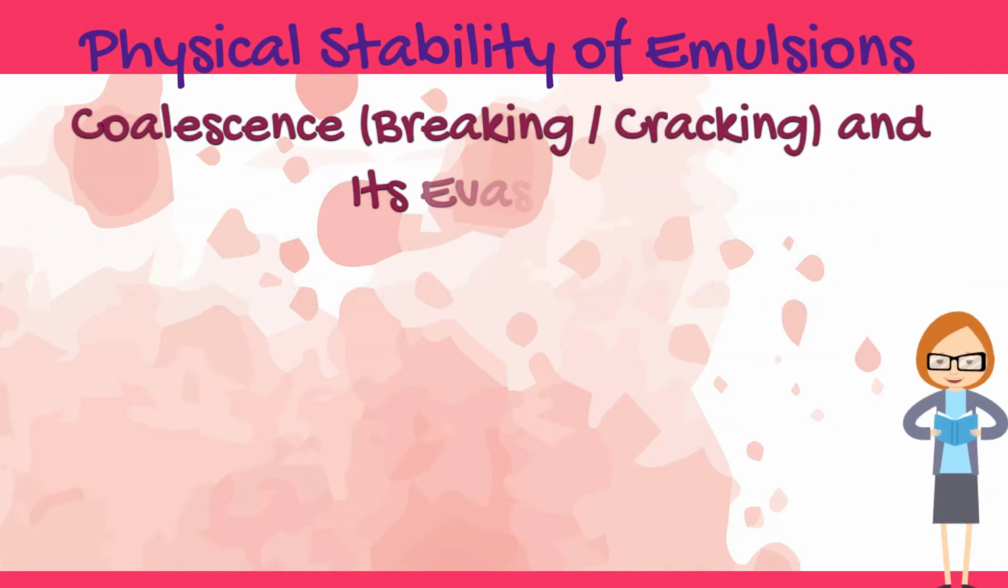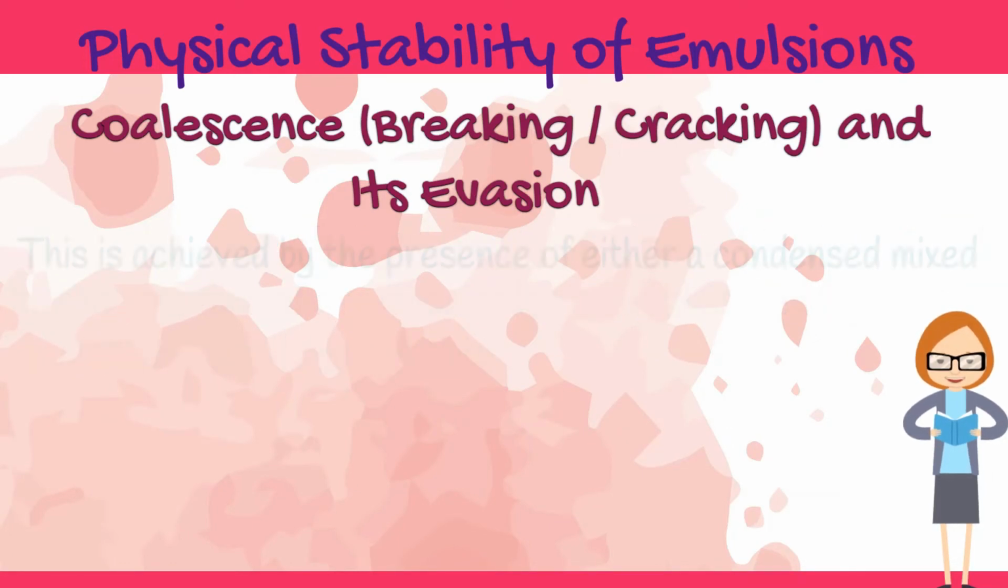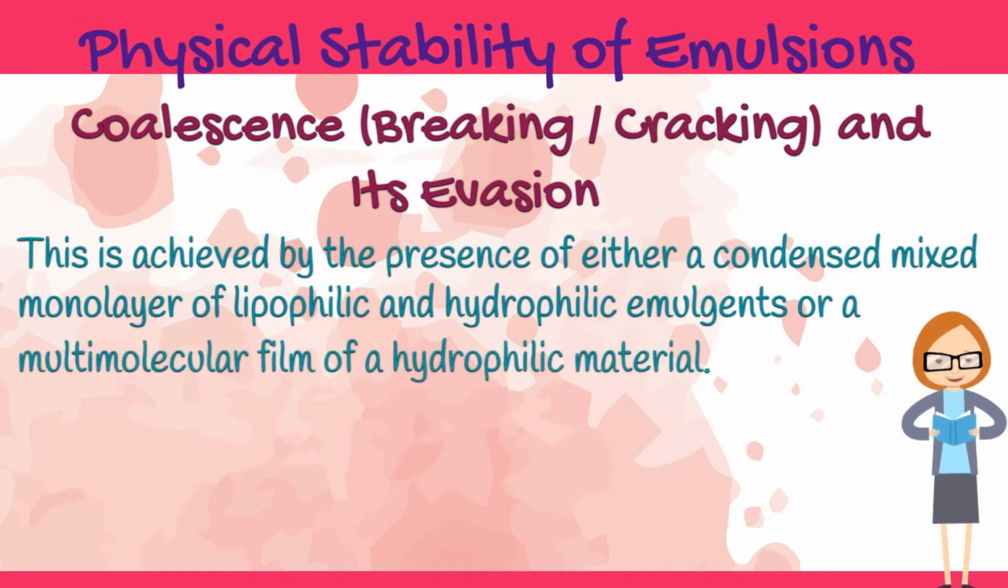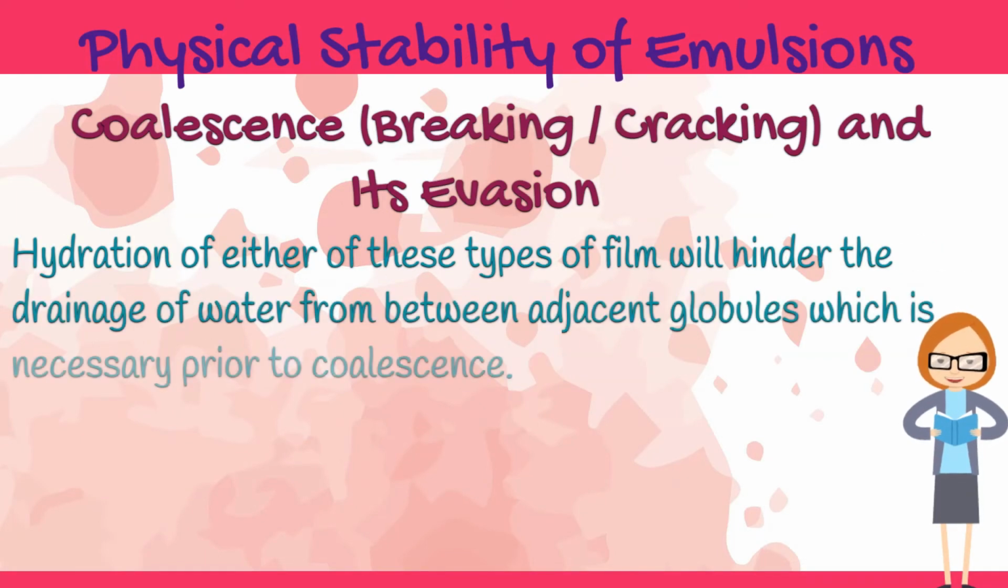The coalescence of oil globules in an oil in water emulsion is resisted by the presence of a mechanically strong, adsorbed layer of emulsifier around each globule. This is achieved by the presence of either a condensed, mixed monolayer of lipophilic and hydrophilic emulgents, or a multimolecular film of a hydrophilic material. Hydration of either of these types of film will hinder the drainage of water from between adjacent globules, which is necessary prior to coalescence.